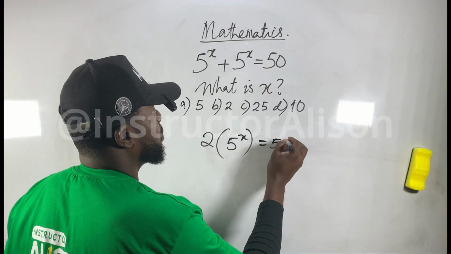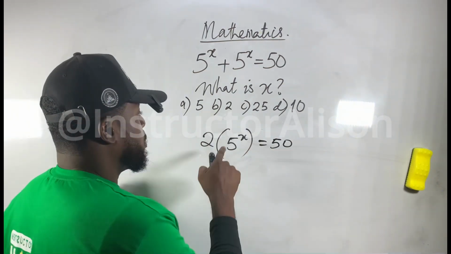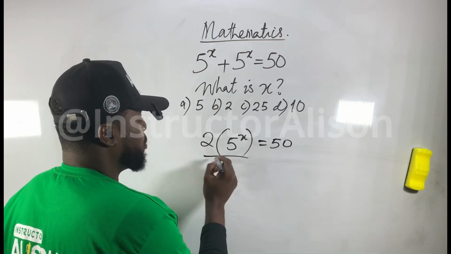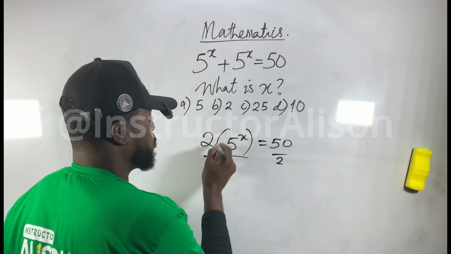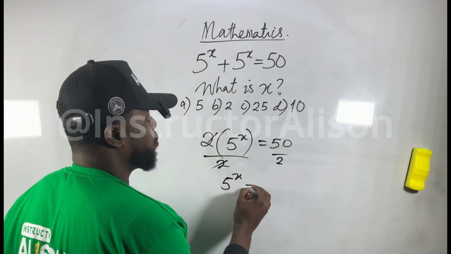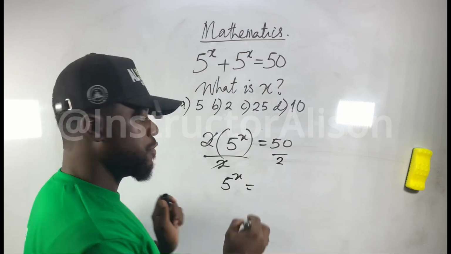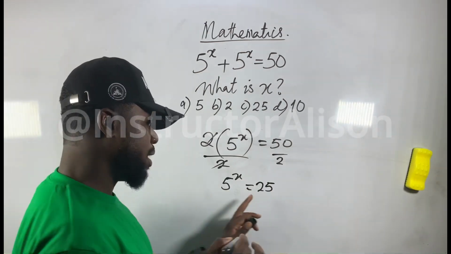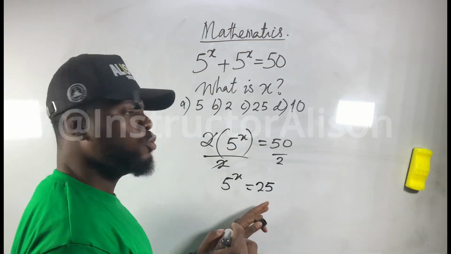Equate am to 50. Now, you dey find this x, so divide both sides by this 2 to remove that 2. This one and this one will cancel. 5 to the power of x now will be equal to 50 divided by 2 will give us 25. Now, another wahala be this. I no need to use log here.